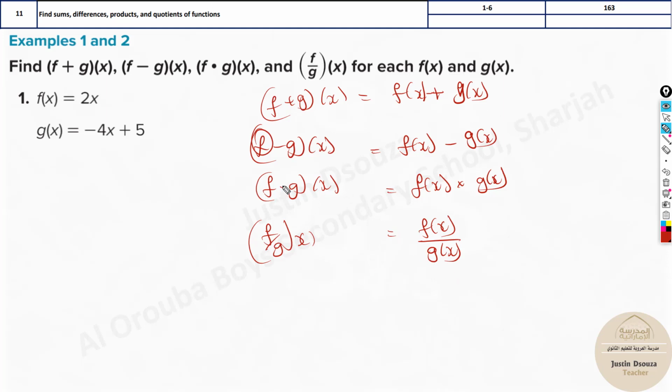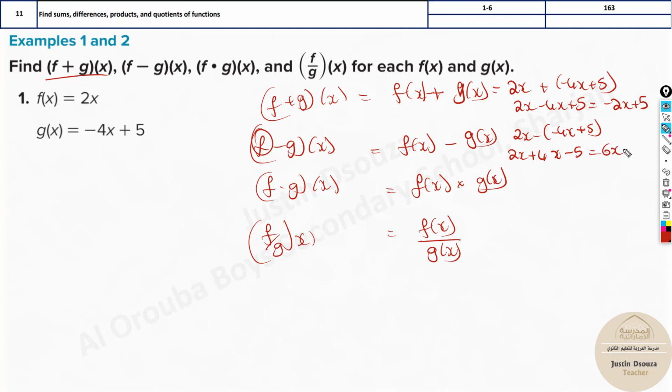Now, with this knowledge, we will start solving the first one. Here, it would be 2x, f of x, plus minus 4x plus 5. That would be 2x minus 4x plus 5, or it will be minus 2x plus 5. That's it. Same thing can be done for minus. It will be 2x minus, f of x minus g of x, minus of minus 4x plus 5. Just this plus becomes minus. That will be 2x plus 4x. Why? Minus times minus is plus, and minus 5. That is 6x minus 5.